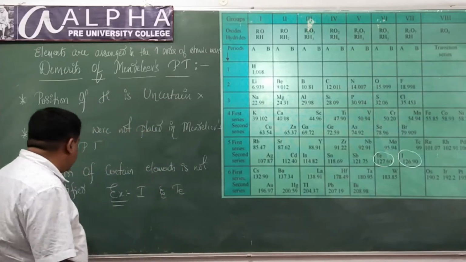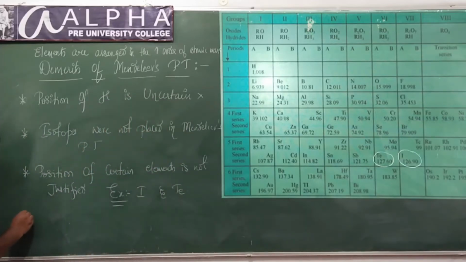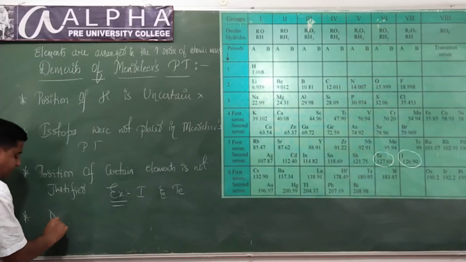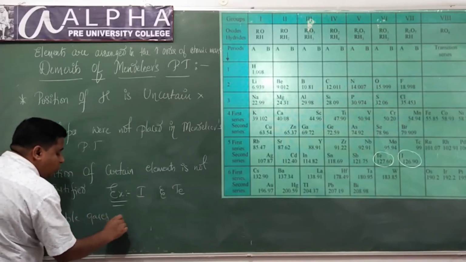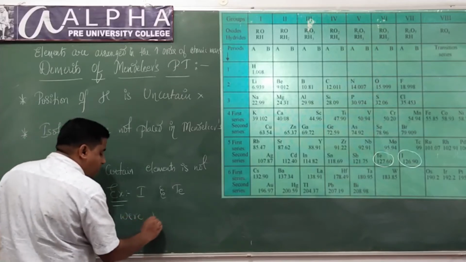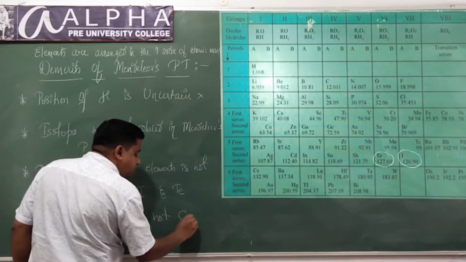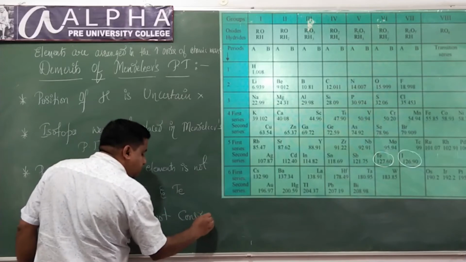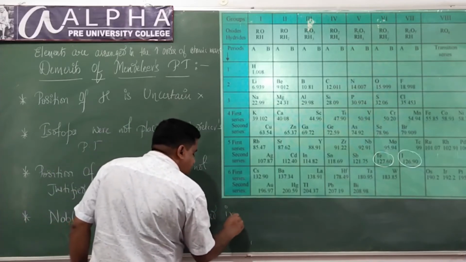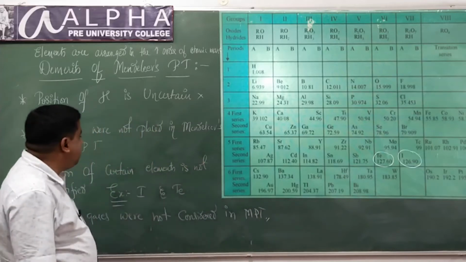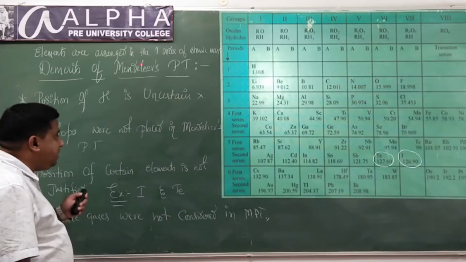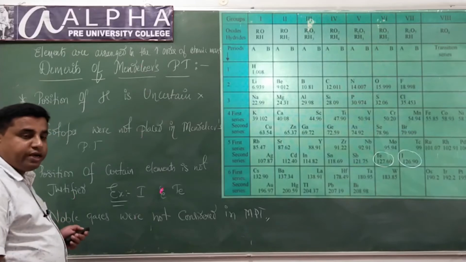Understood? What is the other demerit of Mendeleev's periodic table? Noble gases were not considered in Mendeleev's periodic table. So these are the different demerits of Mendeleev's periodic table.